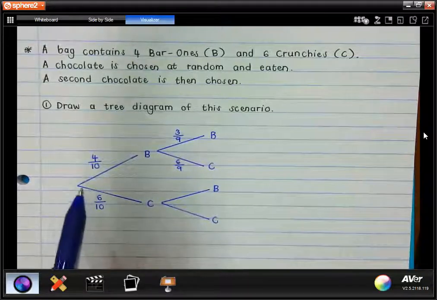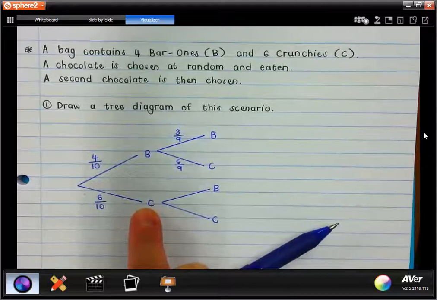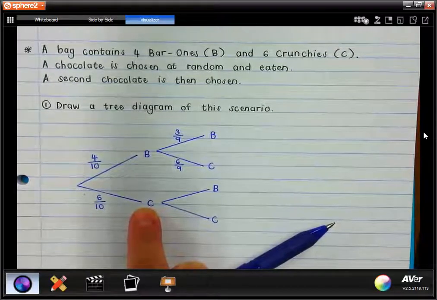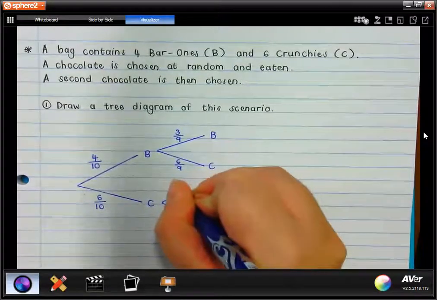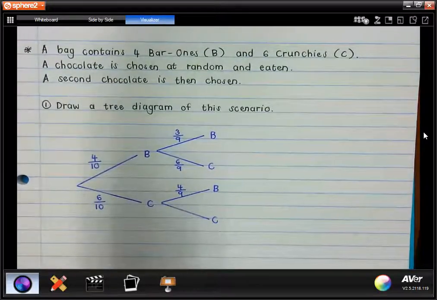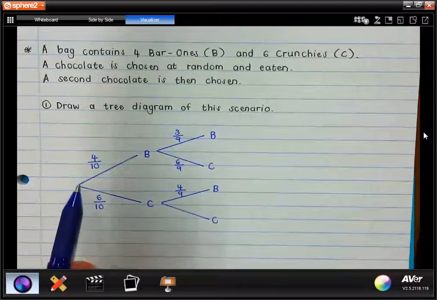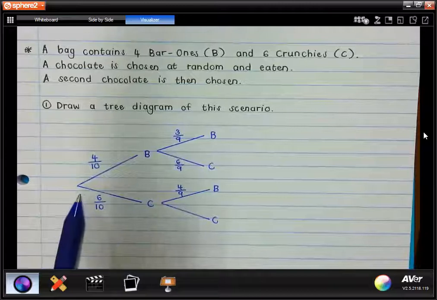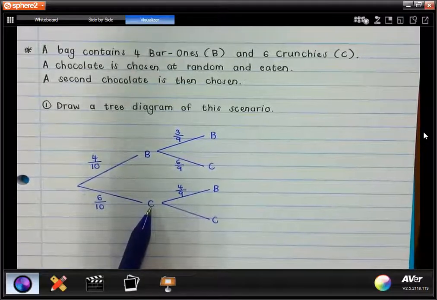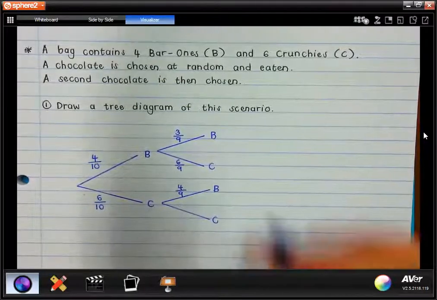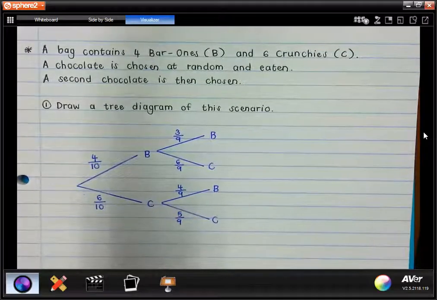If we're following this bottom branch, we're saying we actually ate a crunchy. So are there still 4 bar 1s? Yes. All right. But how many chocolates are left? 9. Because I took a crunchy out and I ate it. All right. I had 6 crunchies originally. Remember, if we're following this branch, we're saying that we took a crunchy out. Do I still have 6 crunchies if I ate one? No, I now have 5 and I have 9 chocolates in total.